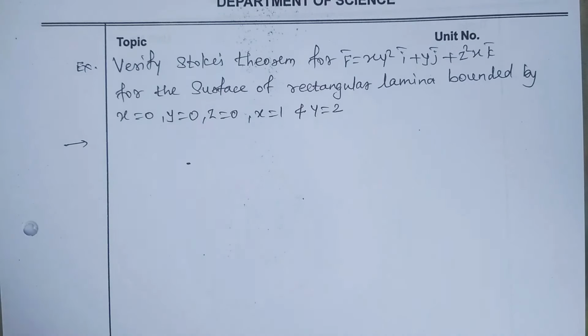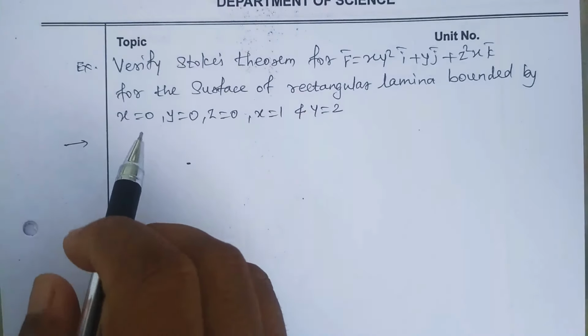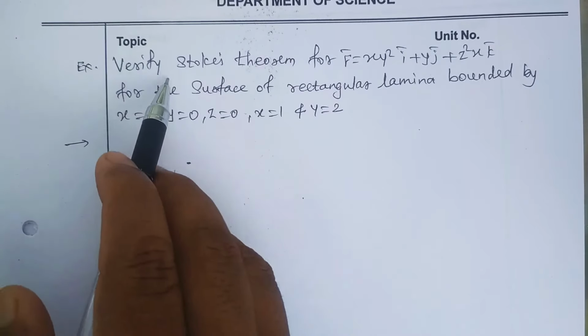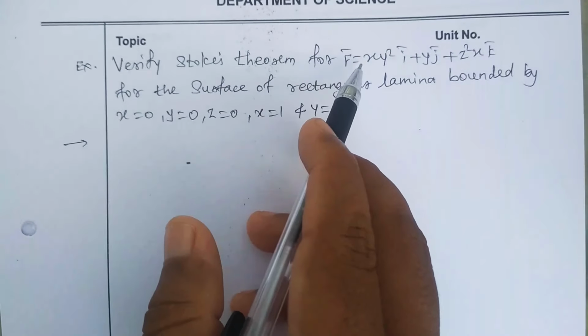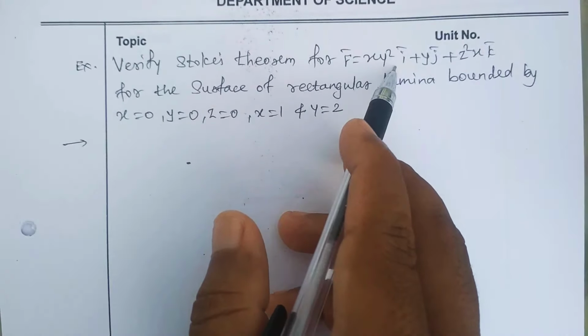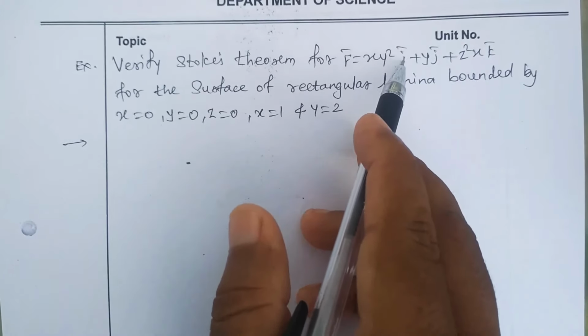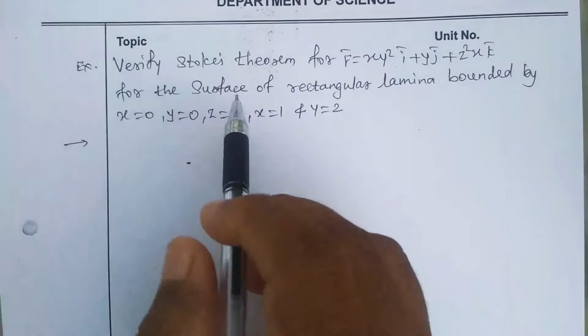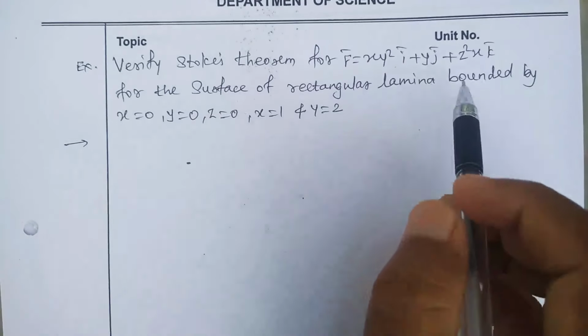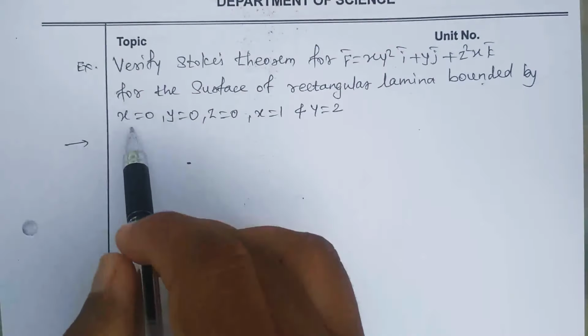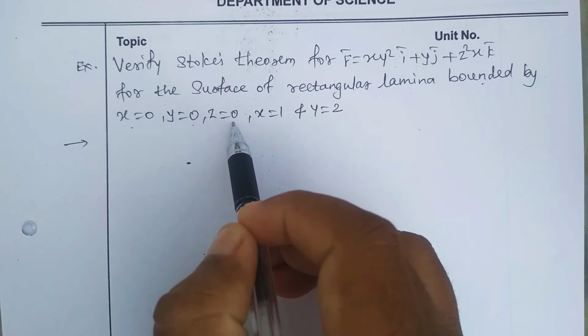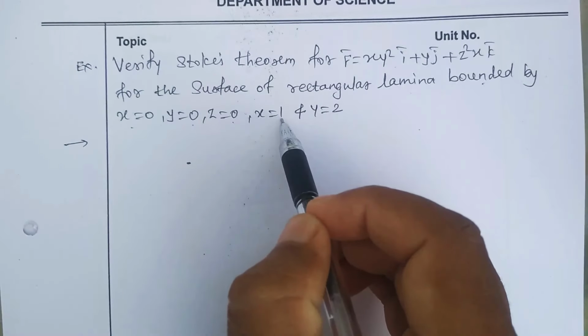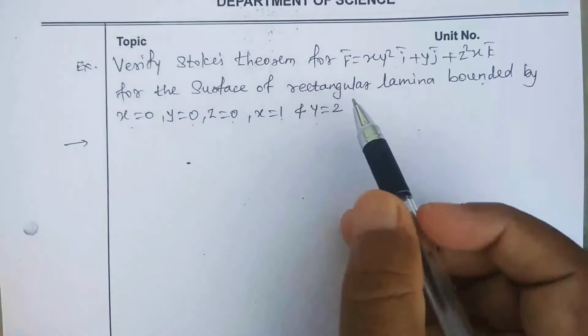Hello all, welcome back. Next example on Stokes theorem. Verify Stokes theorem for f bar equals xy square plus xy square i bar plus y j bar plus z square x k bar for the surface of a rectangular lamina bounded by x equals 0, y equals 0, z equals 0, x equals 1 and y equals 2.